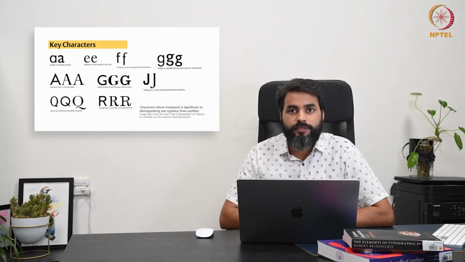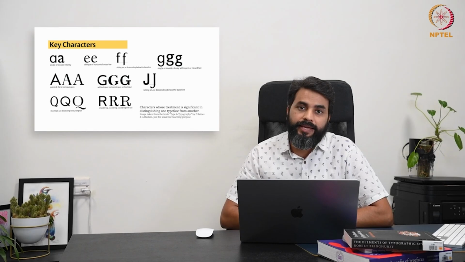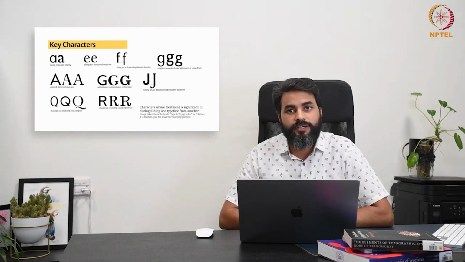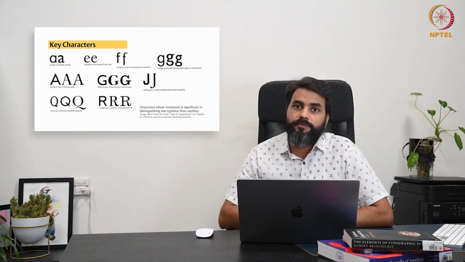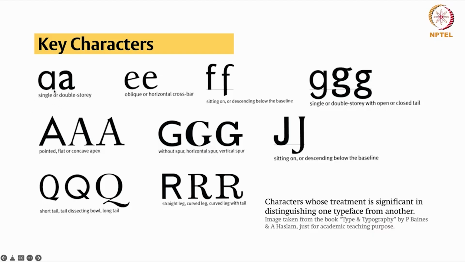Now within a typeface, there are key characters which are treated differently, such as letter A, E, F, G, etc. These characters help to distinguish one typeface from another. If you look at the screen, there is a letter A which is single or double story. Single and double story concept is about having single counter and double counter or double bowl. In letter A, the first has a single counter, while the second has a closed counter and one open counter space as well.